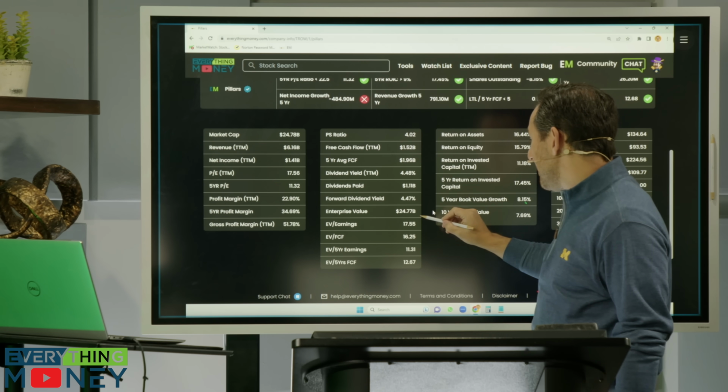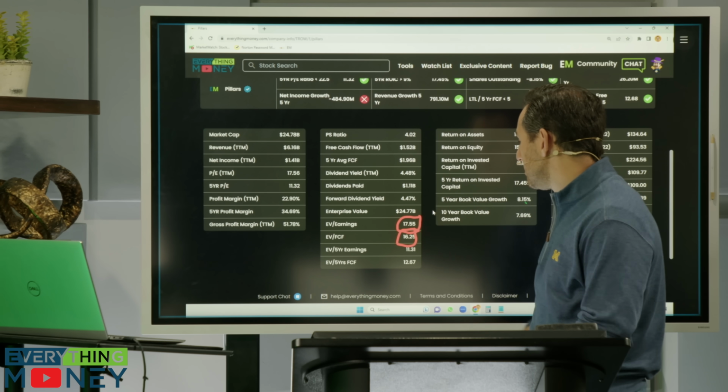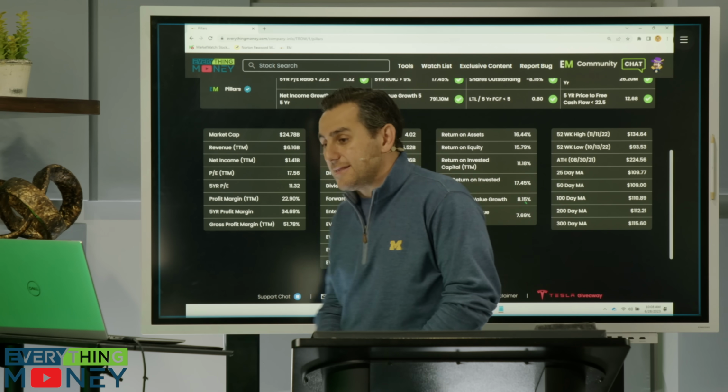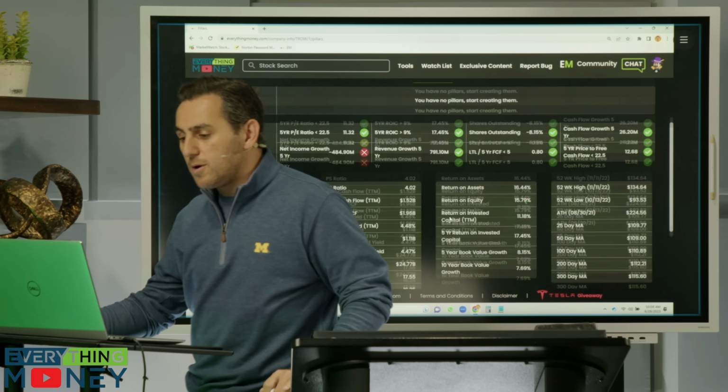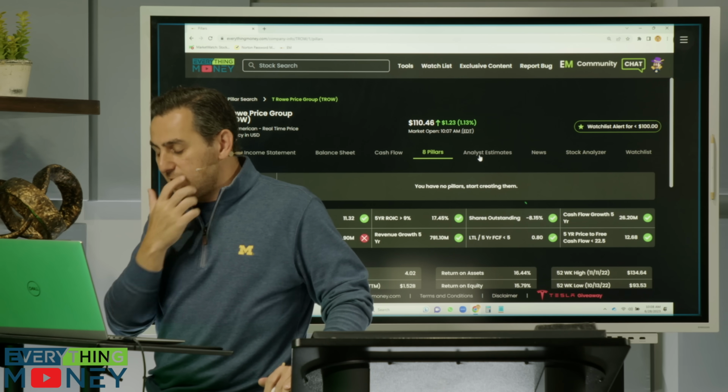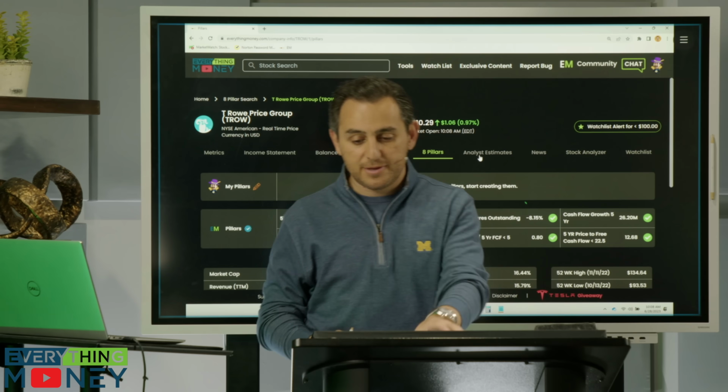Oh, look at this enterprise value to earnings. I mean, these are very low numbers. But guys, again, this is a long-term play potentially. So Mo, before we go to analyst estimates, can you go over some bull and bear cases for this company? Yeah, so bull cases.